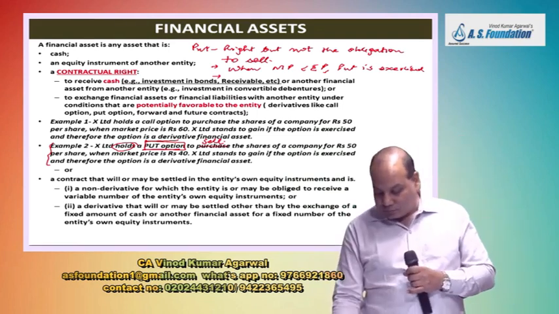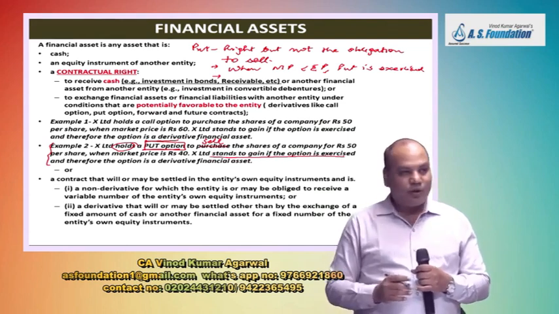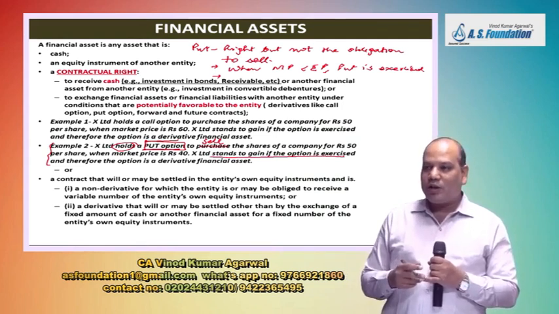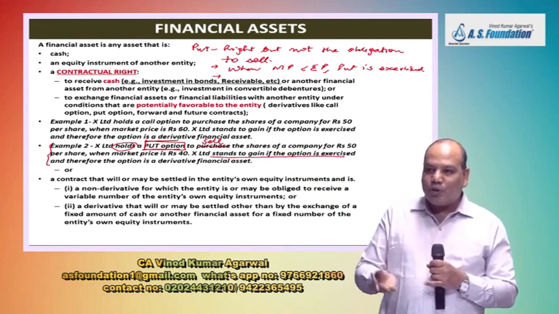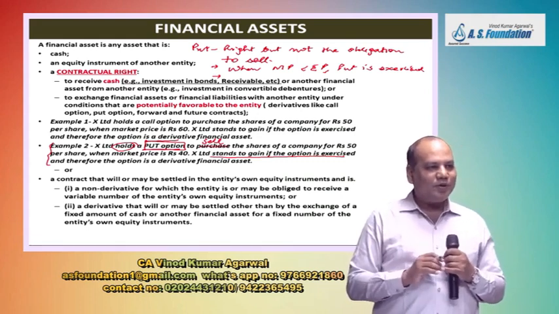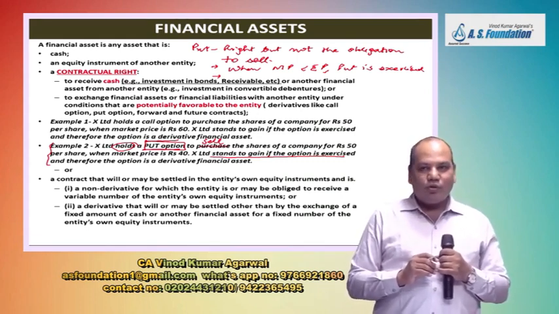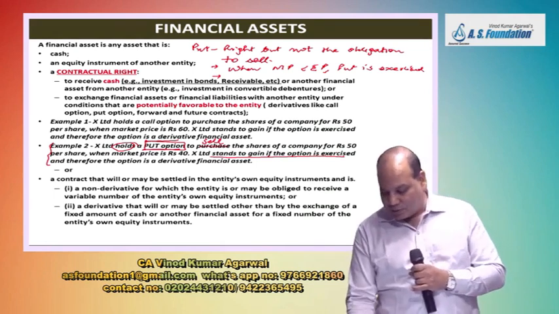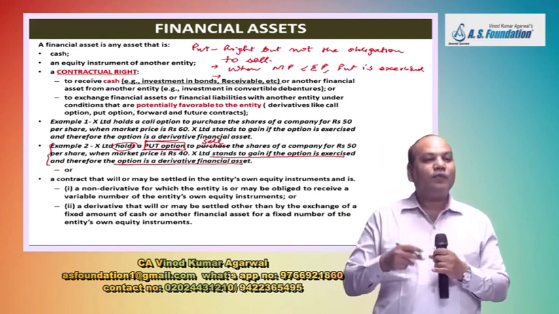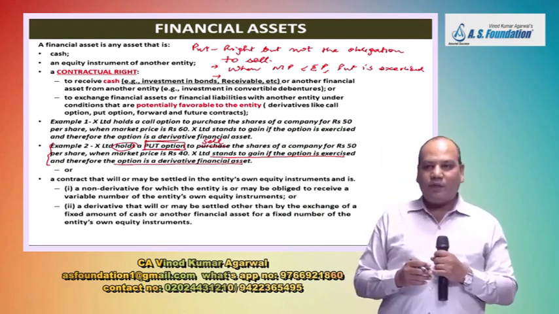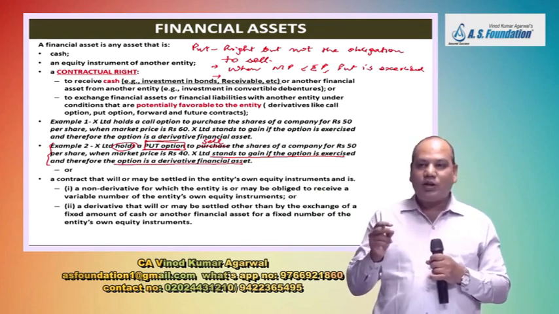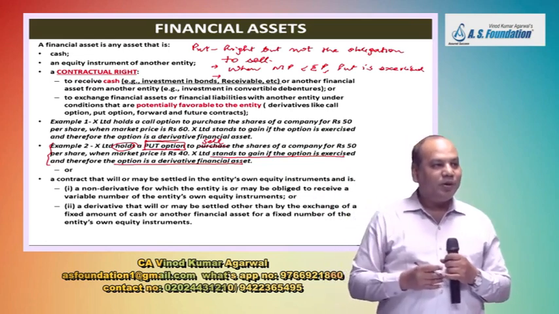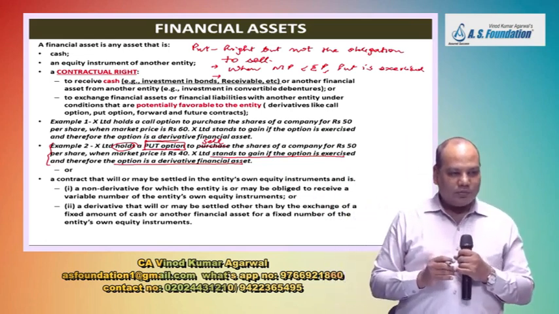Is it right? Is the contract favorable to X Limited? Yes. You are going to sell an asset worth 40 rupees, but you are going to receive 50 rupees. You have a right to sell at 50 rupees. So you are going to make 10 rupees profit here. Okay. Simple example. So this becomes a derivative financial asset. X Limited will show it as a derivative financial asset. What about Y Limited, the other party? For him it becomes a financial liability.